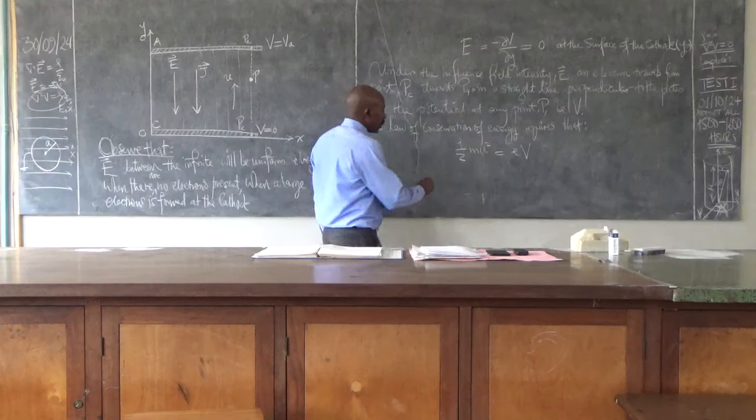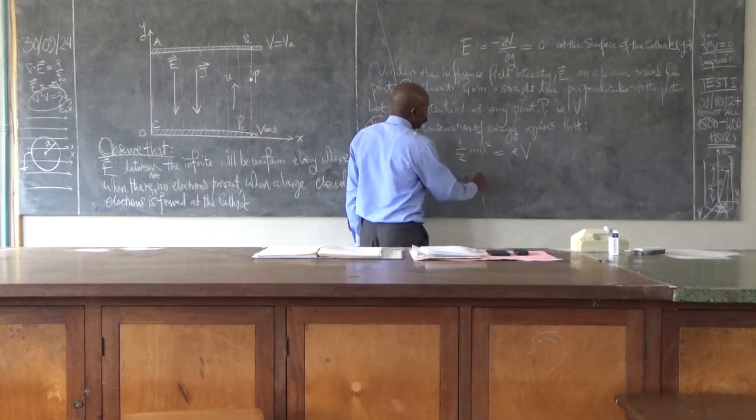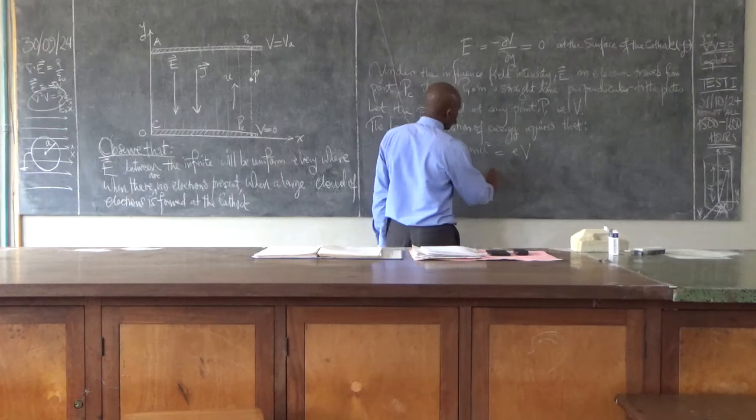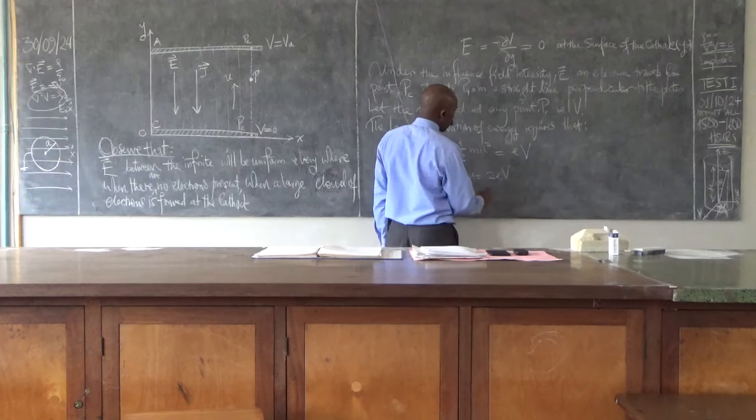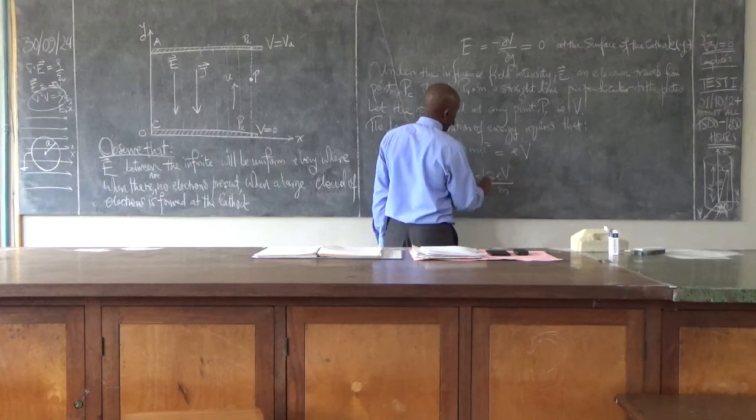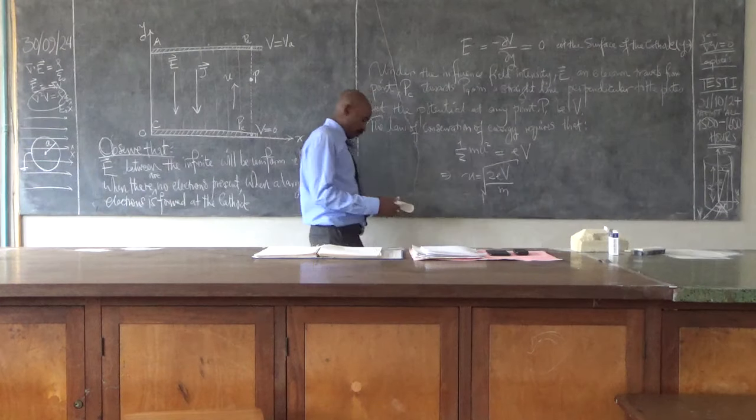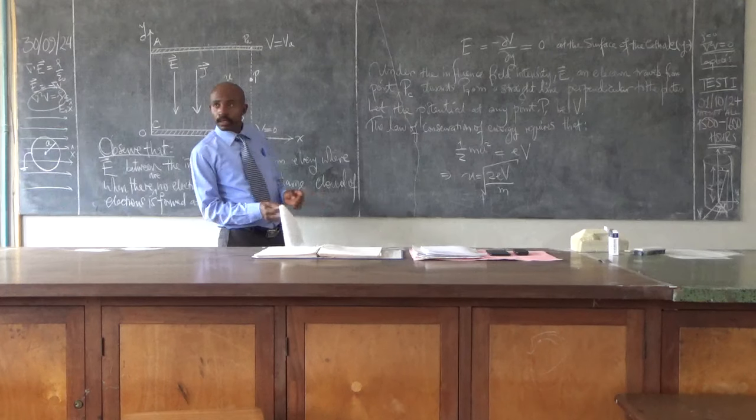So we can get the u. u is the same as the square root of 2eV over m.